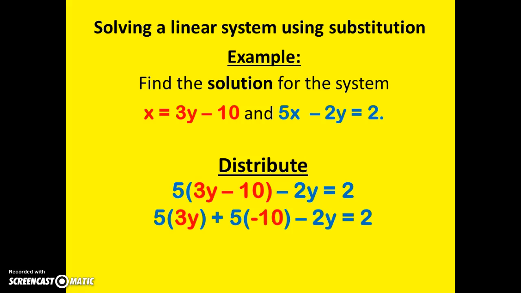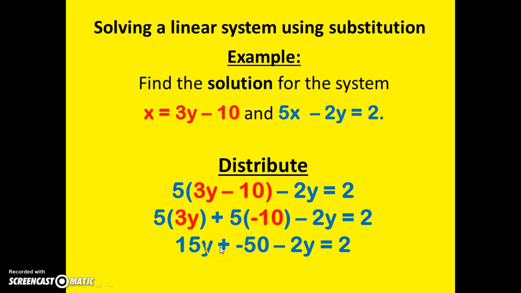Okay, so now we distribute. So distribute means to multiply our terms. 5 times 3 is 15y, and 5 times negative 10 is negative 50. And the rest of it we just bring down. Okay, we didn't multiply anything there, we just bring it down and add it to the overall equation.